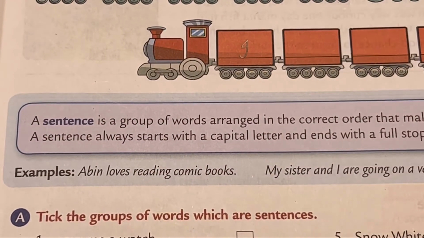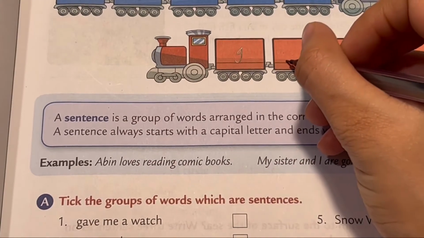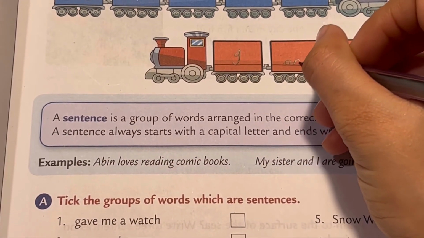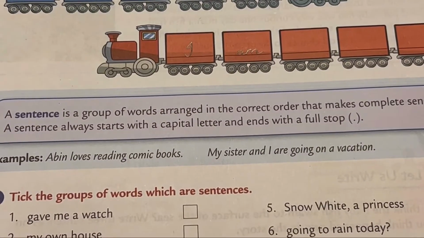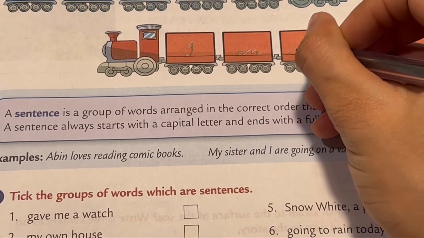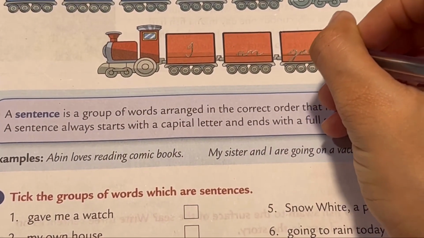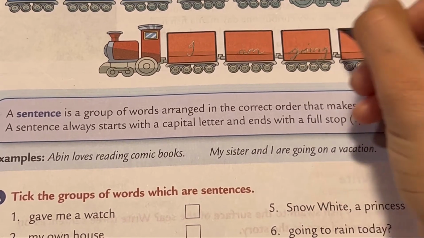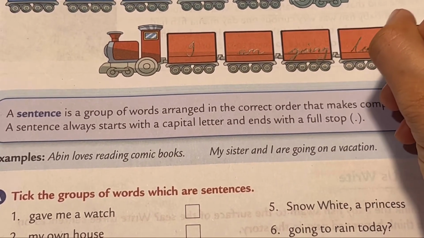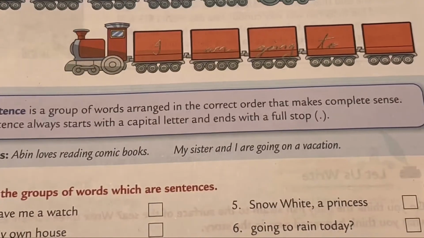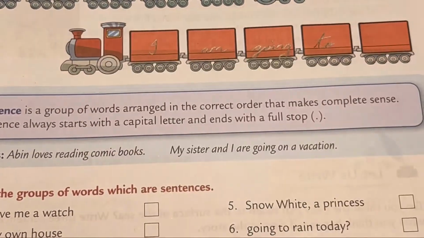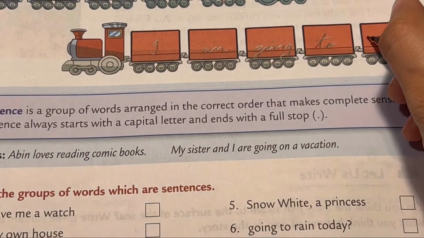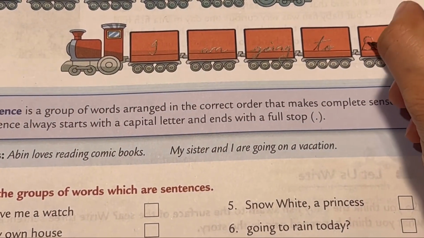I. Next you will write am. After that, what are you going to write? Going to Disneyland. Okay, now Disneyland is a special name, so it will begin with capital D.